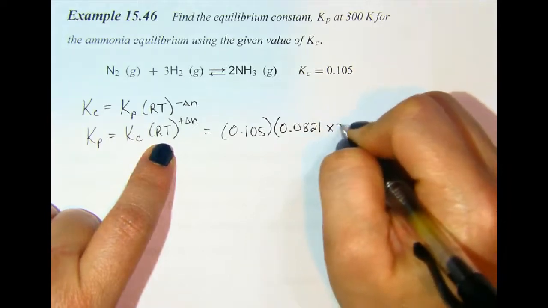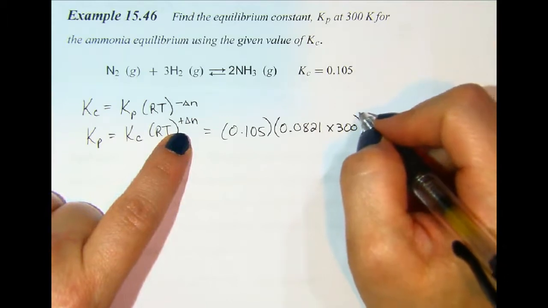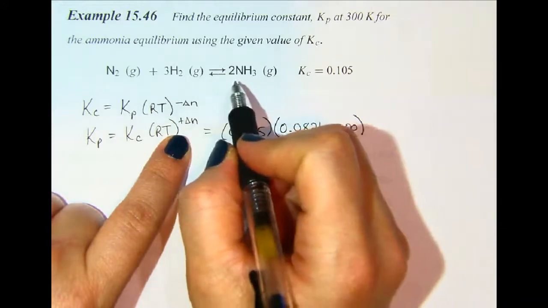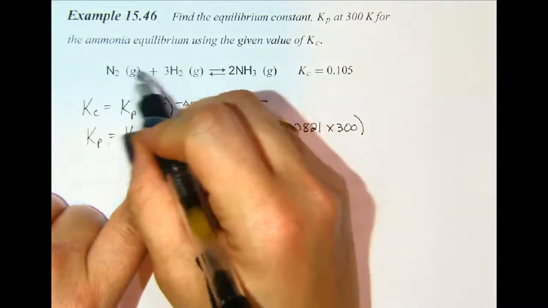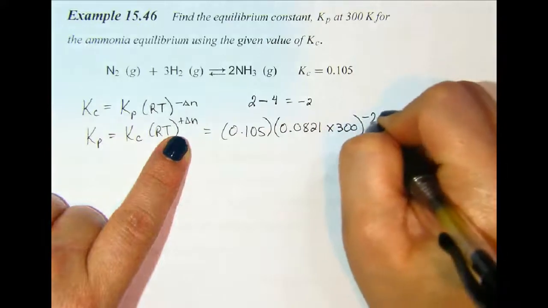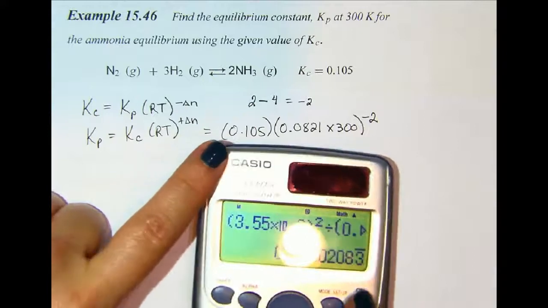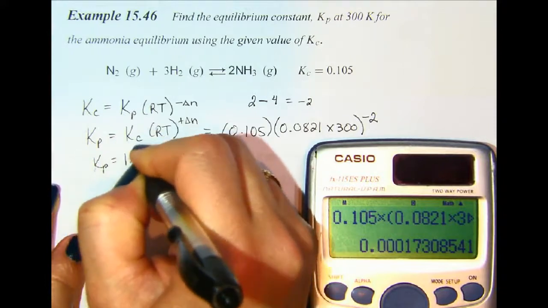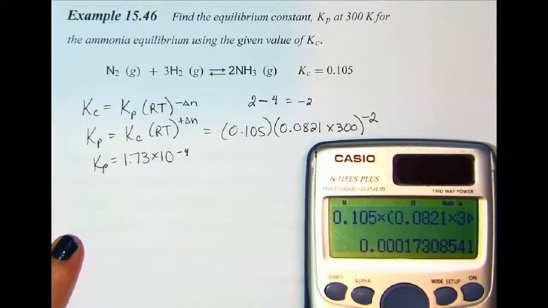0.0821 times 300 Kelvin raised to the, and now we need to figure out what's the change in moles. Remember, it's going to be products minus reactants, and it's of gases only. So we have 2 moles of gas as a product minus 3 plus 1 is 4 moles of gas as a reactant, which is going to equal a -2. So this is going to be a value of -2. Now we can type it into our calculator. Equals. We get a value for Kp equal to 1.73 times 10 to the -4. And remember, there are no units.